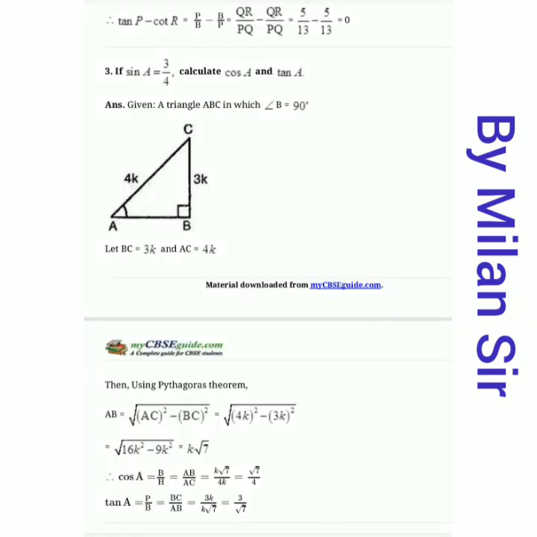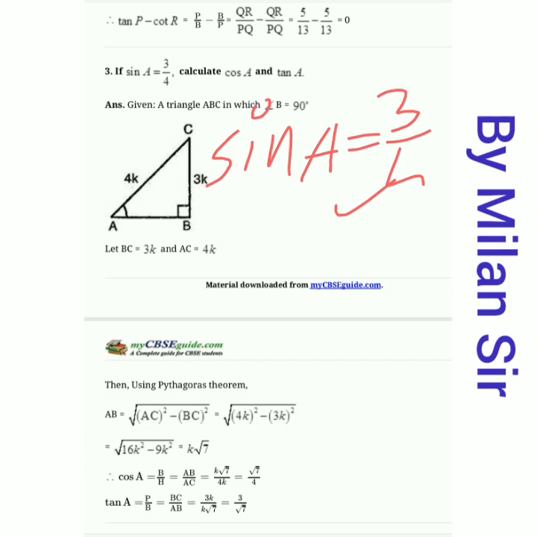Question number 3. If sin A is equal to 3 by 4, then calculate cos A and tan A. Here one ratio is given. It is sin A is equal to 3 by 4. Previously in question number 1 and question number 2, sides were given, so there was no issue. Here sides are not given but one ratio is given.